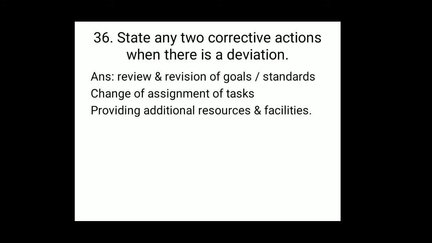State any two corrective actions when there is a deviation. So here there are certain corrective actions over deviations. Review and revision of goals and standards. Change of assignment of tasks. Providing additional resources and facilities. Even we can mention replacement of resources and technology, and sending employees for training. So these are the corrective measures or actions will be taken over deviations, that too on negative deviations.